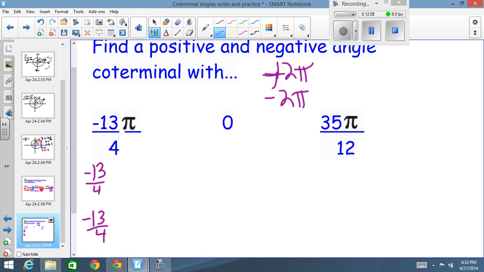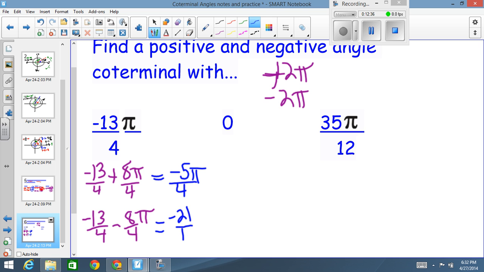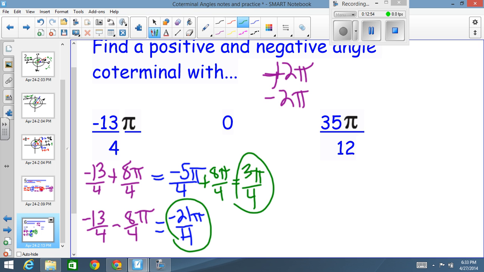And 2 pi, when I have a denominator of 4, would be the same thing as 8 pi over 4. I'm just multiplying numerator and denominator by 4. So in this case, when I do negative 13 plus 8, that leaves me with a negative 5 pi over 4. And when I do negative 13 minus 8, I get negative 21 pi over 4. Now the problem is both of these are still negative. So up here I'm going to add 8 pi over 4 again. And that leaves me with a positive 3 pi over 4. So now I have a positive and a negative coterminal angle, or you could even use this one as a negative coterminal angle.